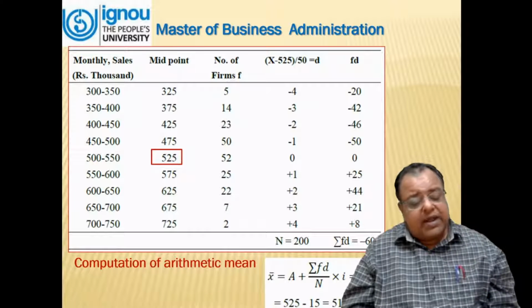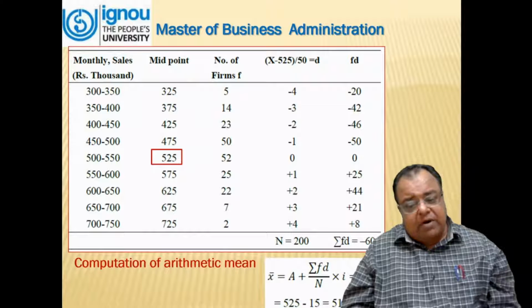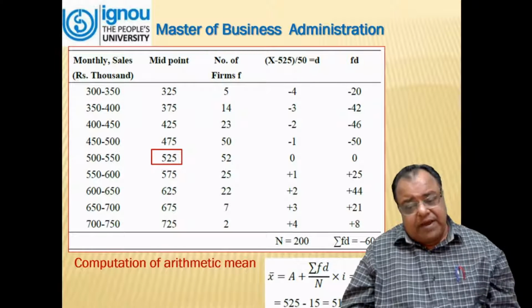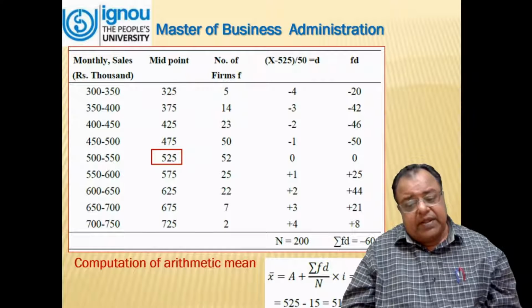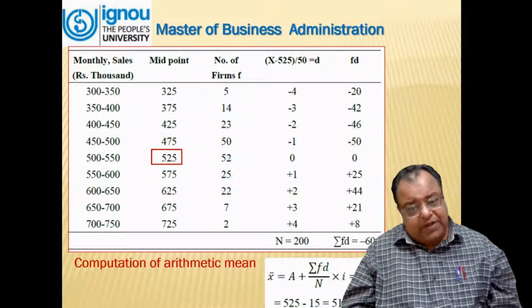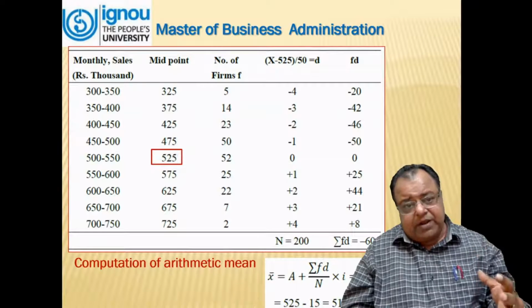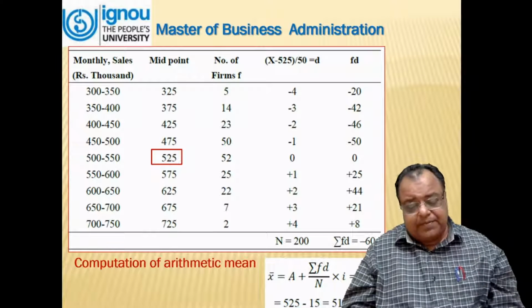We will move on to the formula. Formula is x bar equal to a plus summation fd upon n into I. We will place all these values. 525 is a, summation of fd is minus 60, summation of n is 200 and I is 50. After calculation, we get 510. That means the arithmetic mean of this particular problem is 510.